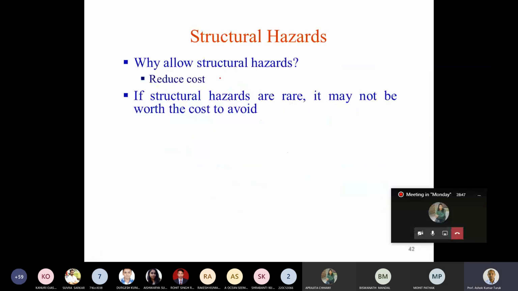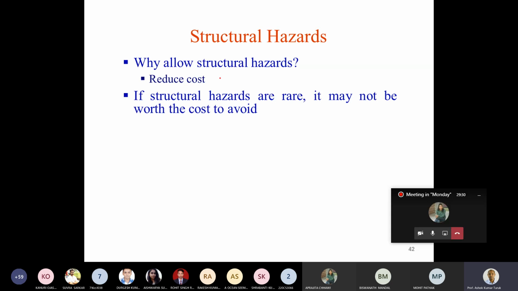Now the next question is why architects sometimes allow the structural hazard to take place. Sometimes they allow it just to reduce the cost. What are the reasons for a structural hazard? There are two. One, the resources are not replicated enough, that means duplicated resources are not there. Two, the functional units are not fully pipelined. If you duplicate the resources, that means the same resource is replicated more than once, which adds to the cost.